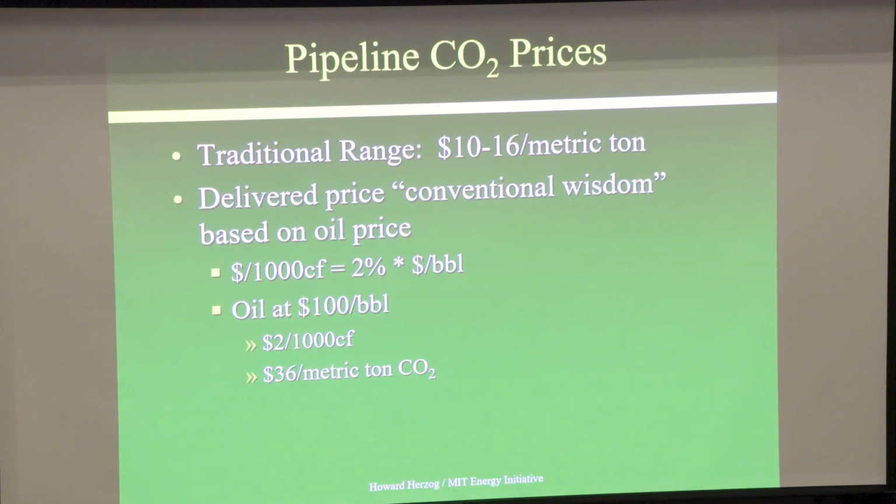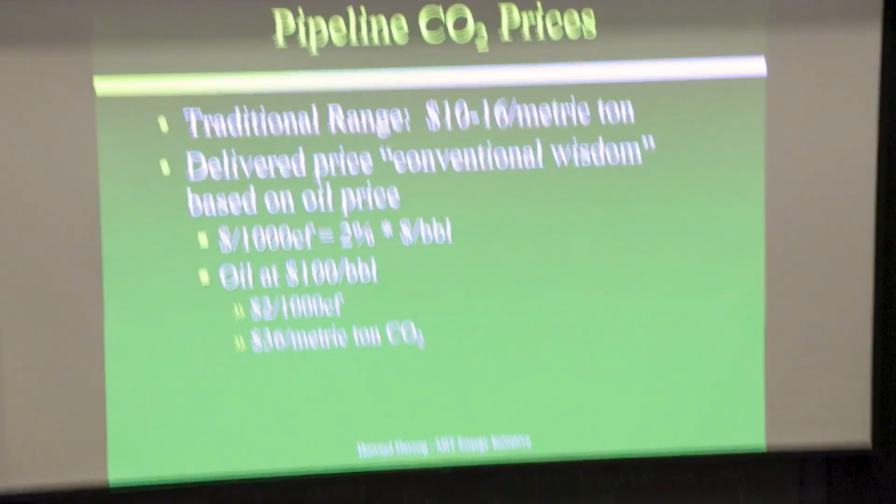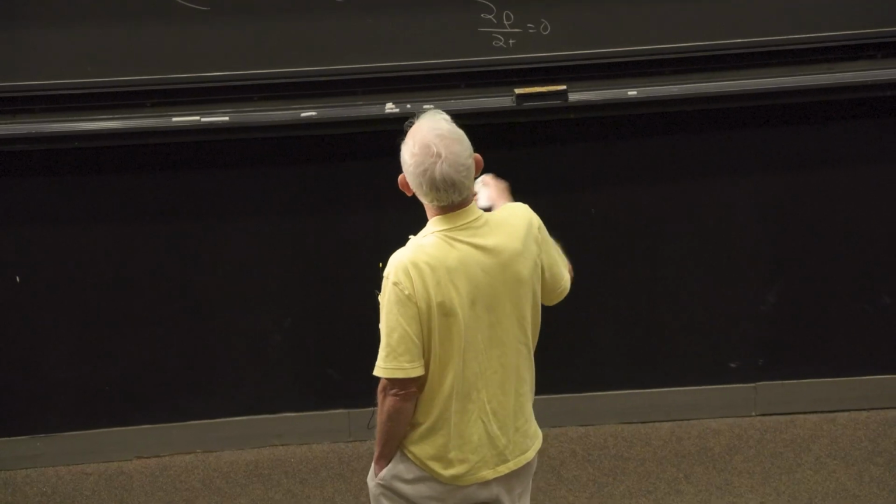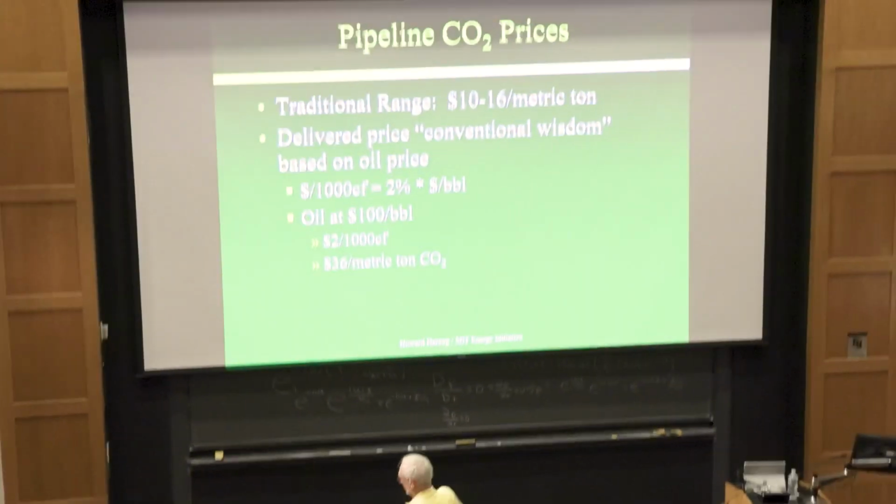which turns into $36 per metric ton of CO2. People thought when the oil price was high, this was an opportunity, but the market doesn't really work like that. They don't really use this formula. It's supply and demand, and I know a number of projects that were trying to get financed, and they were disappointed they were not getting this type of money, but were getting offered that type of money.